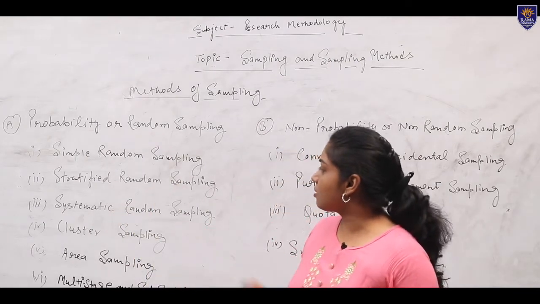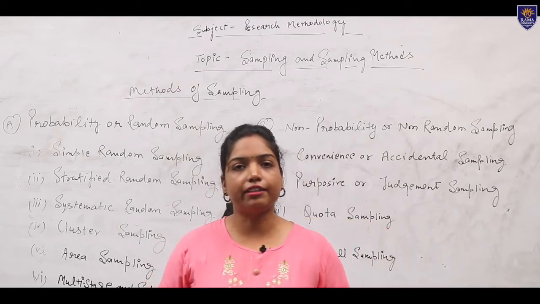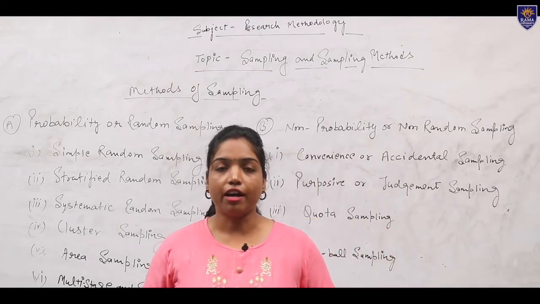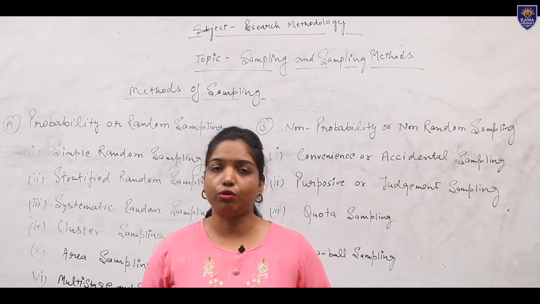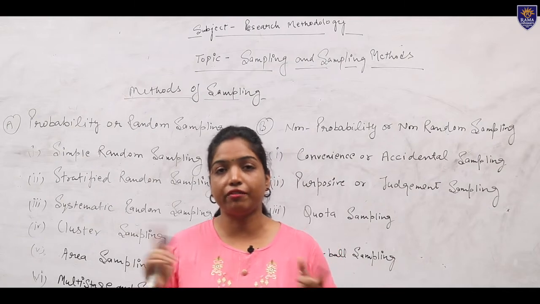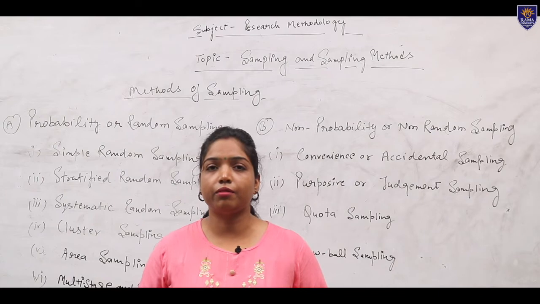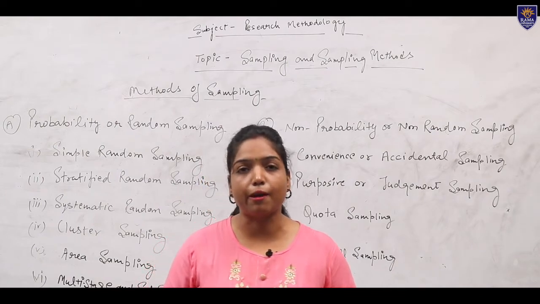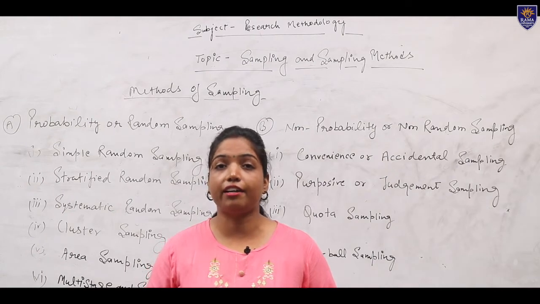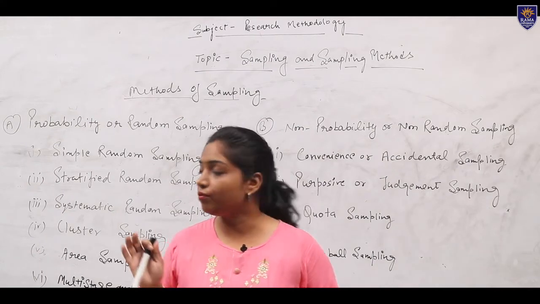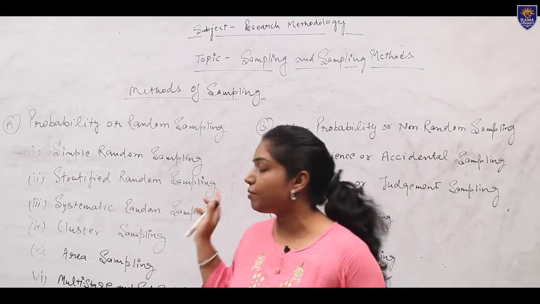And the next one is stratified random sampling. In stratified random sampling, we first divide the population into several parts, and these parts are known as strata. Within each stratum, the units are more homogeneous, and between the strata, the units are more heterogeneous. Stratified random sampling is one of the most important sampling techniques, because it is very accurate and valid. So when we go for sampling, we choose stratified random sampling more often.